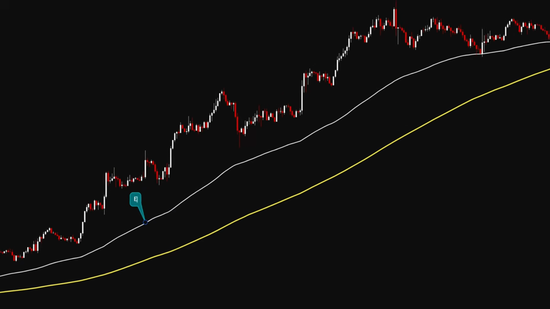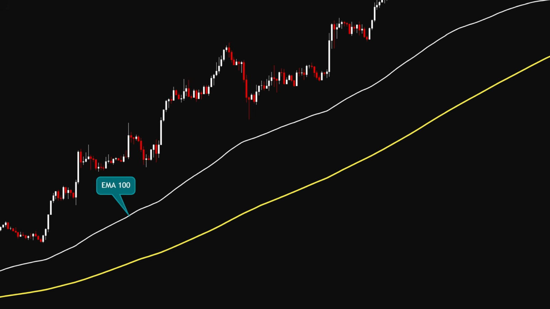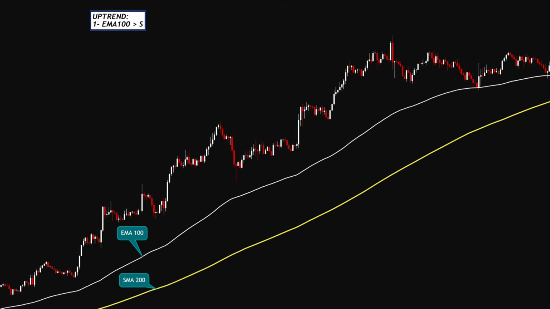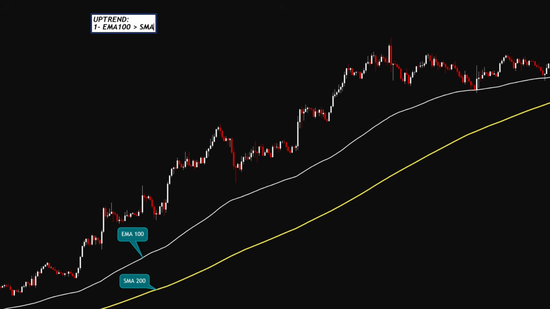To confirm an uptrend, before we even touch the Fibonacci, we need two conditions to be met. First, the EMA 100 has to be above the SMA 200, just like you see right here. Second, the price candles themselves must be above the 200 SMA line. When both of those line up, we know this market is securely in an uptrend.